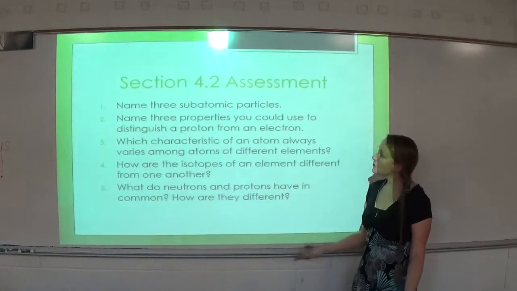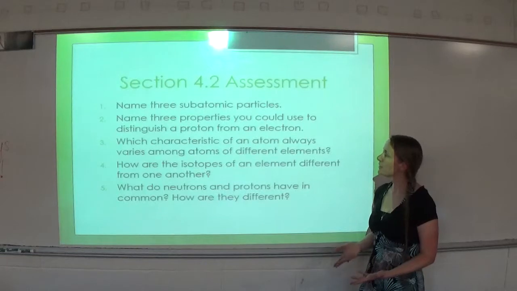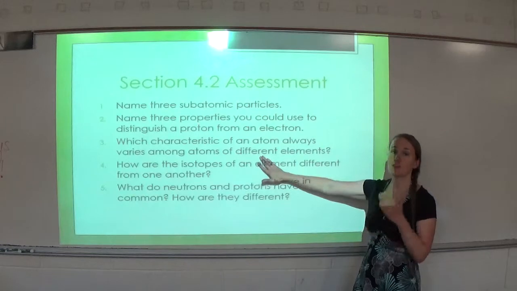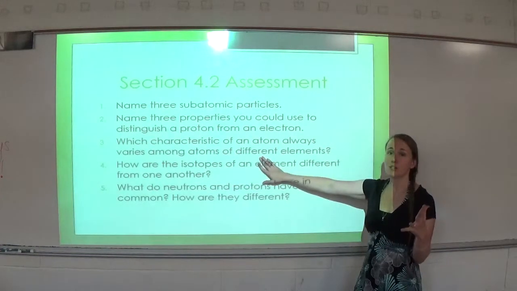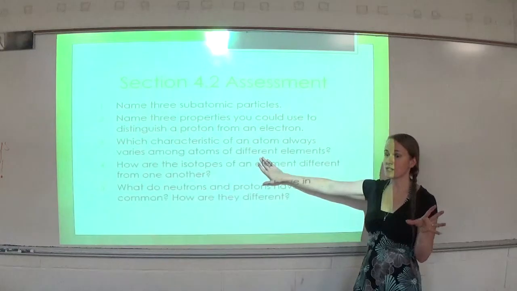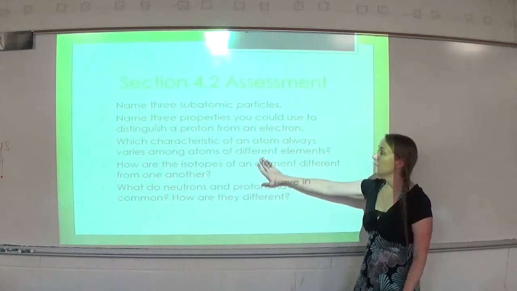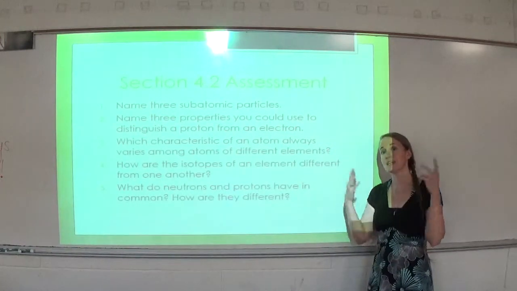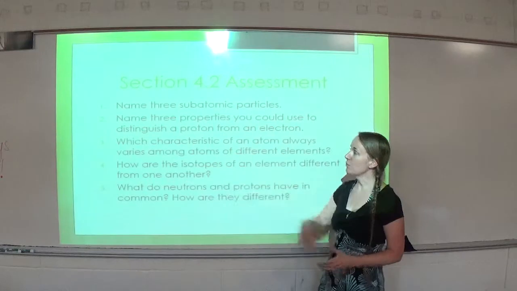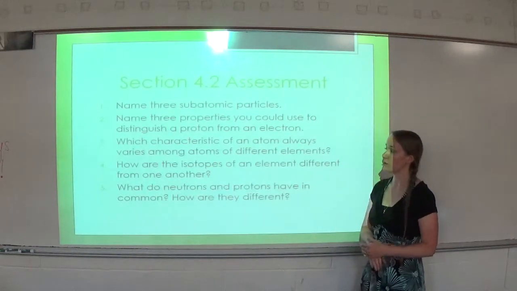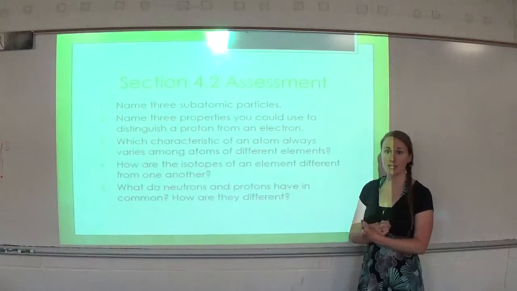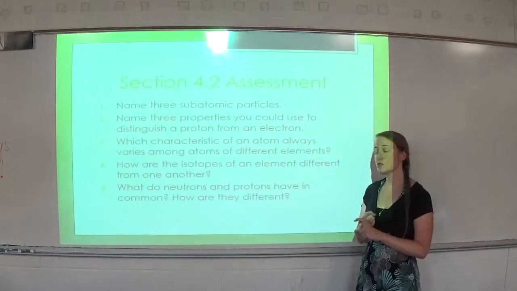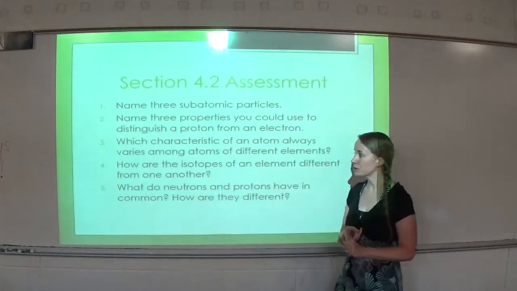Number 3, which characteristics of an atom always varies among atoms of different elements? Remember, if atoms are different elements, then they have to have a different number of protons. Everything with 5 protons, no matter what's going on with electrons and neutrons, is going to be the same element, which is boron. So if they're different elements, they have to have different numbers of protons. Remember, protons identify an element. Number 4, how are the isotopes of an element different from one another? Well, they have different numbers of neutrons, which means they also have different mass numbers.